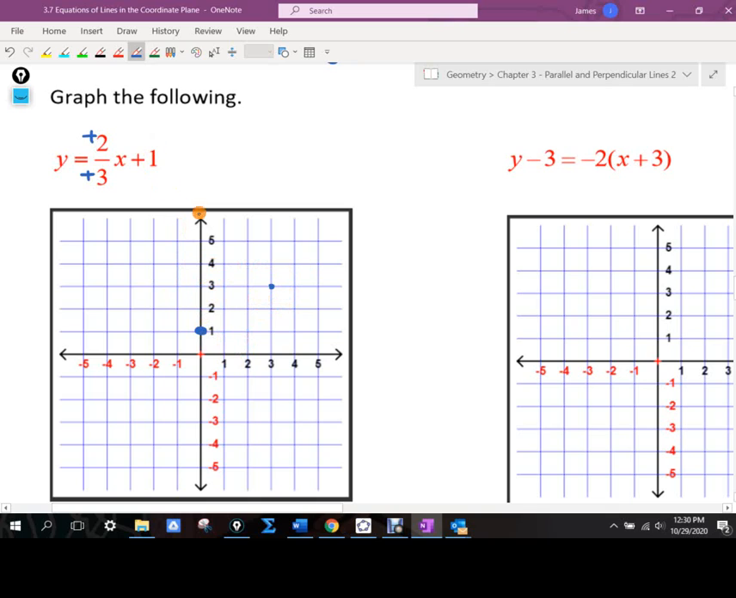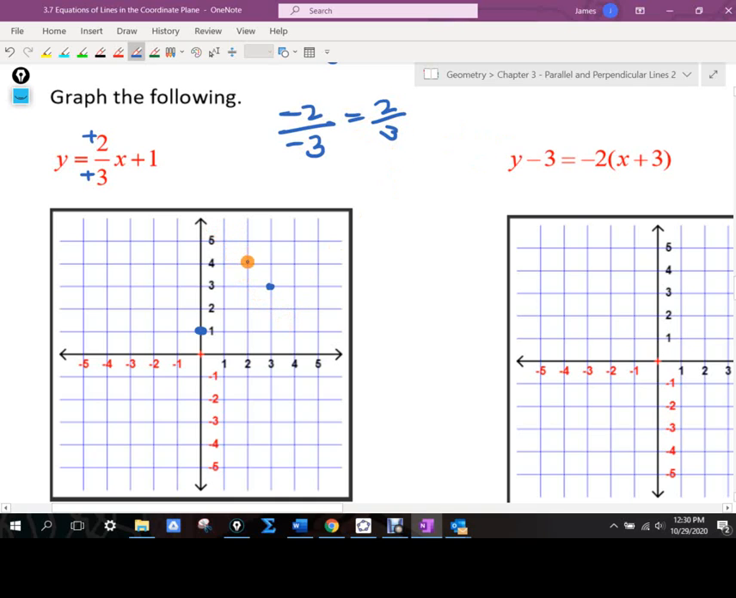What if I ran out of room? Like I want to go up 2 and to the right 3, but I run out of room here to go 3, but I want another point. We went up 2, right 3 to get to that point, right? How can I go from this point to get back to the first one? Down 2, left 3. Down 2 is negative, left is negative. What's negative divided by negative? Positive. So that's still 2/3, right?